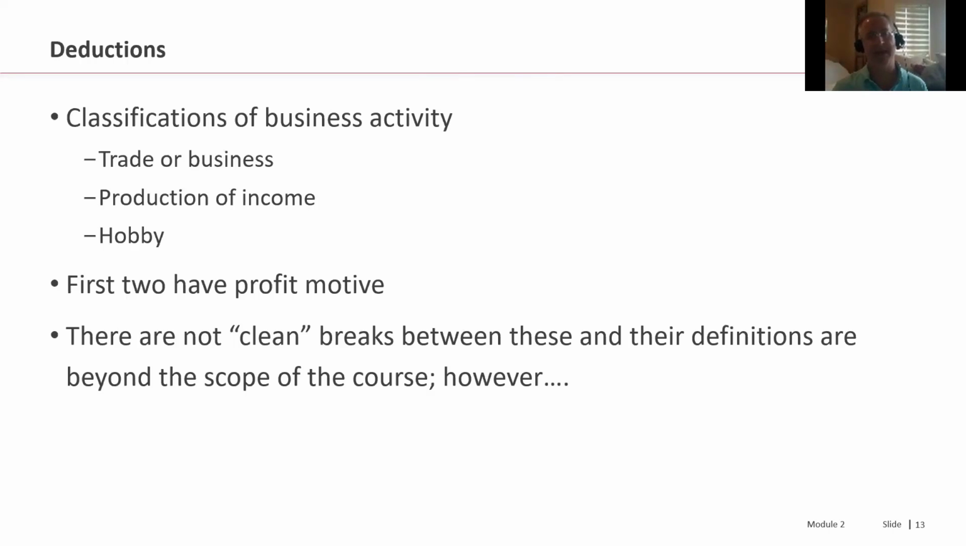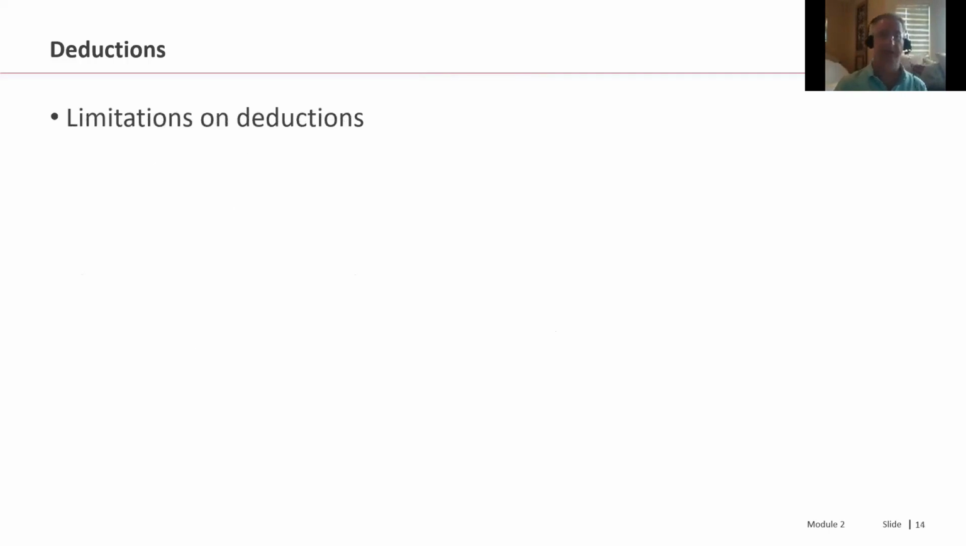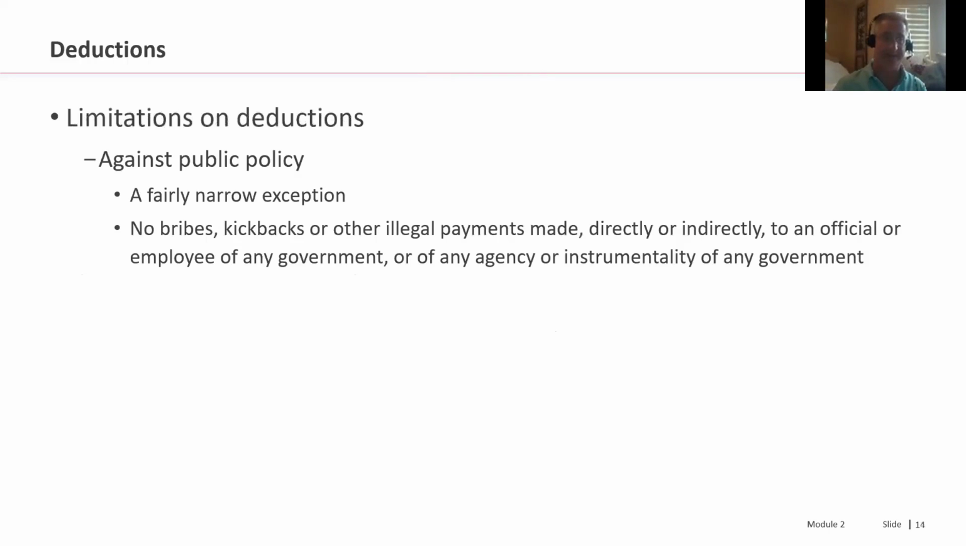And so they have to be able to break through the hobby classification if they want to be able to recognize losses. In any event, there aren't clean breaks between these. Their definition is beyond the scope of the course. However, there are limitations on these deductions.